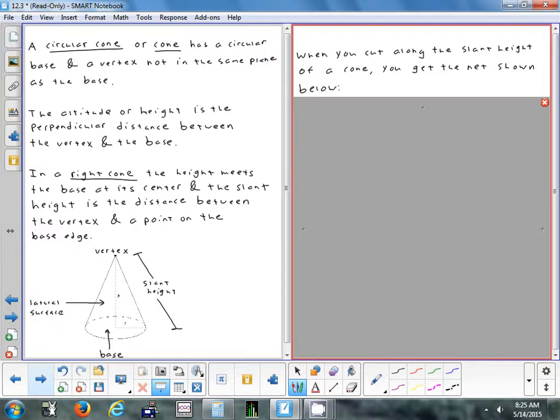What do you think it's going to look like if you unfold a cone? It's going to look like a triangle, but like this. You're going to have something like a piece of pizza. One edge is going to be curved. The other two edges are going to be straight. That would give you the sides.